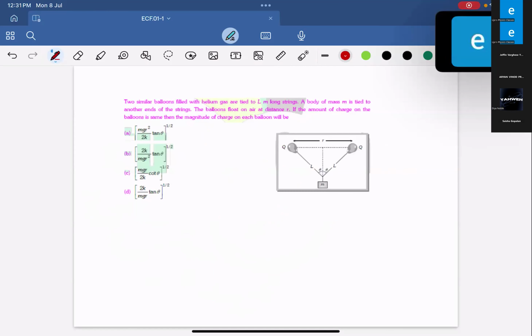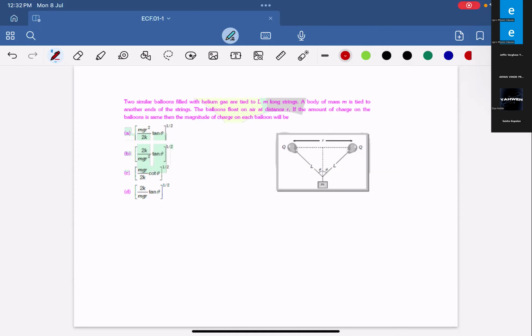Let's move to the next question. Can you read this question? Two similar balloons filled with helium gas are tied to L meter long strings. A body of mass M is tied to the other ends of the strings. The balloons float in air at a distance r. If the amount of charge on the balloons is the same, then the magnitude of charge on each balloon will be.